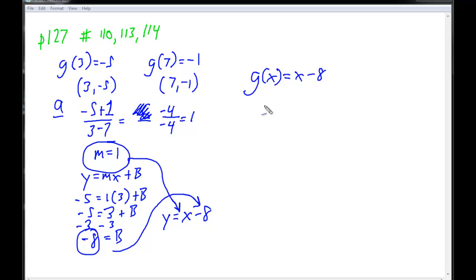And part B asks, find g of -2. Well, what's nice about that is you just plug -2 in for the x and solve. g of -2 is equal to -10.